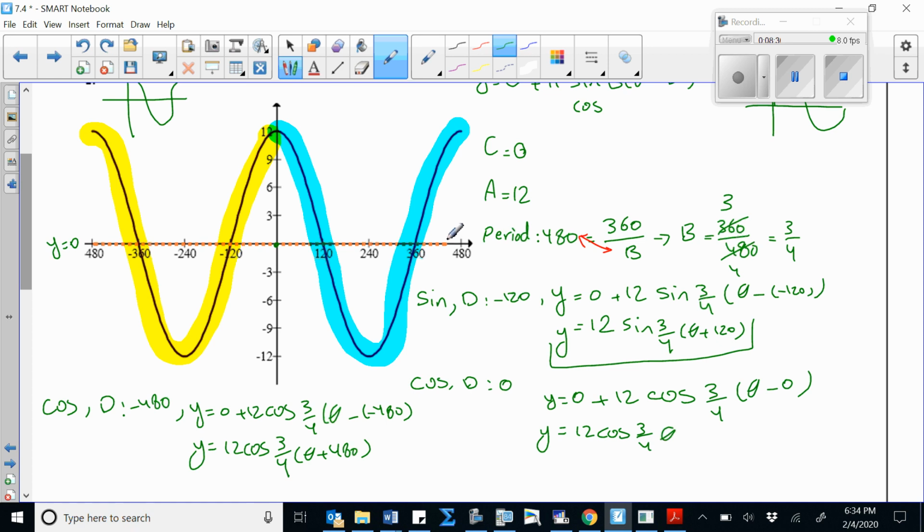We can also find negative functions here. I'm going to do negatives for the next problem. So these are some of the functions that we could write for this. We could also find more. Basically, we have an infinite number of functions for this graph.